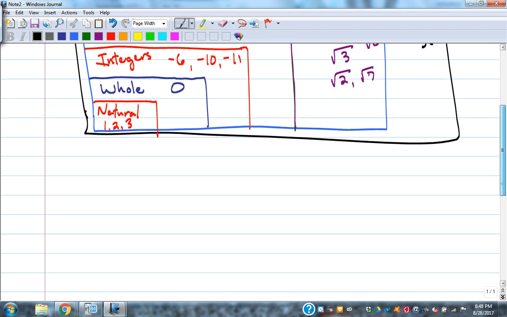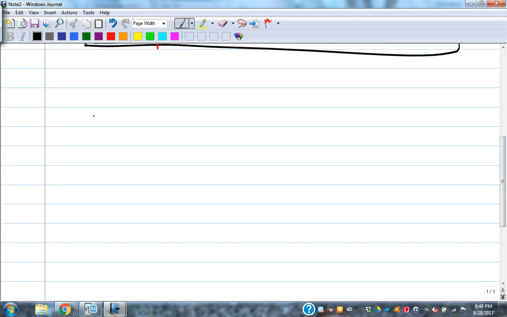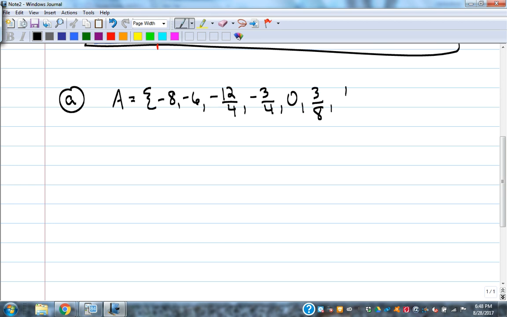let's look at a set of numbers. Example A, let's look at a set. I'm just going to put some numbers in this set. -8, -6, -12/4, -3/4, 0, 3/8, 1/2, 1, square root of 2, square root of 5, and the number 6. It's a finite set of just random numbers that I picked. No real pattern or rhyme or reason on a lot. There's a reason, but no real thing going on constantly there.